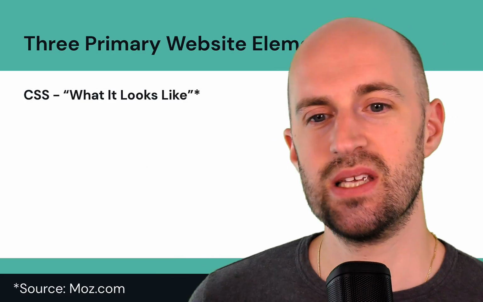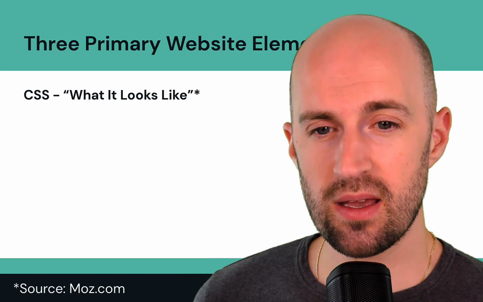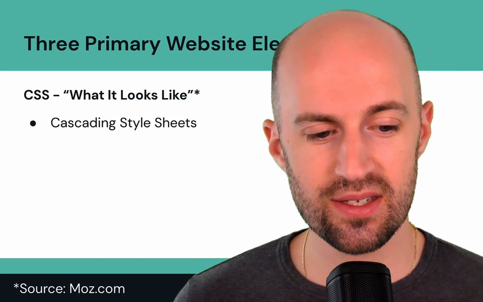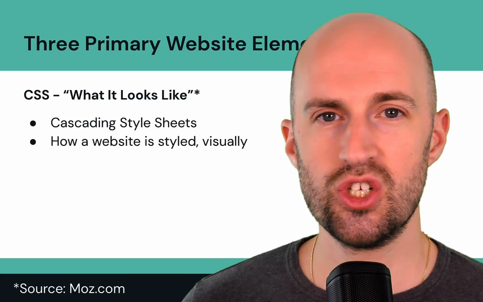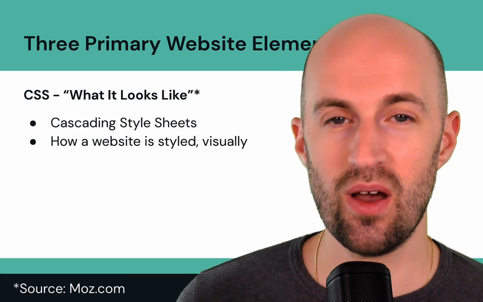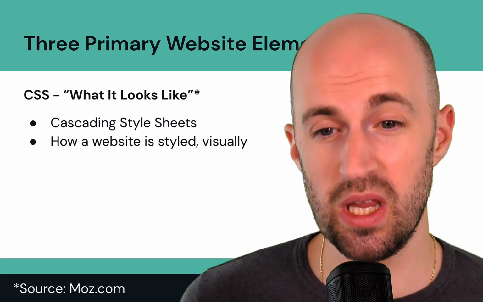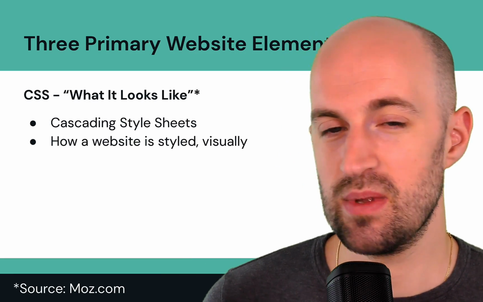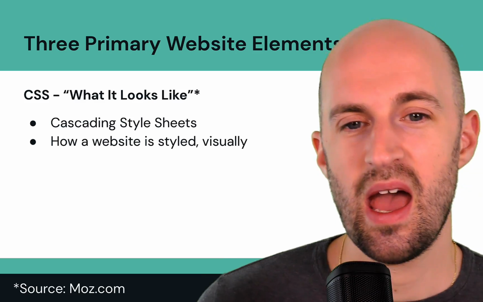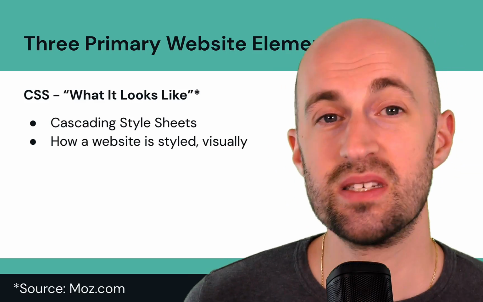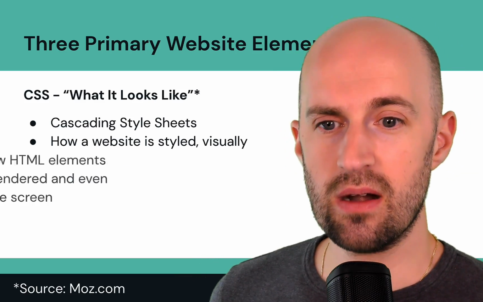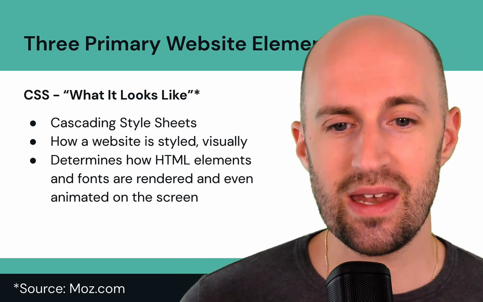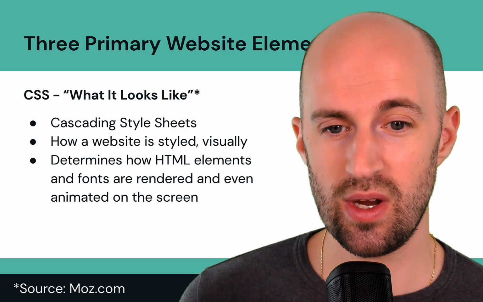The next thing is CSS, what it looks like. So CSS is short for Cascading Style Sheets, and it basically is a technology that allows styling of a website, like how it visually looks. And this is amazing because when you go on a site and you see the amazing fonts, the colors, how it's laid out, the different boxes and elements, that's CSS at work right there. So it determines how the HTML elements and fonts are rendered and even animated on the screen.